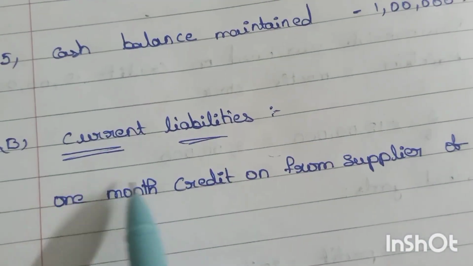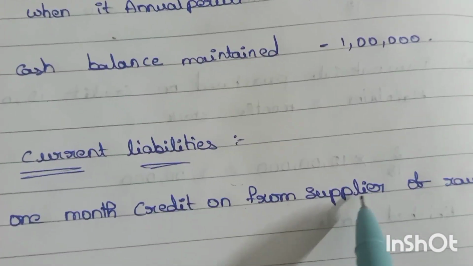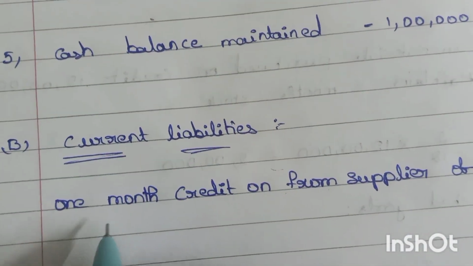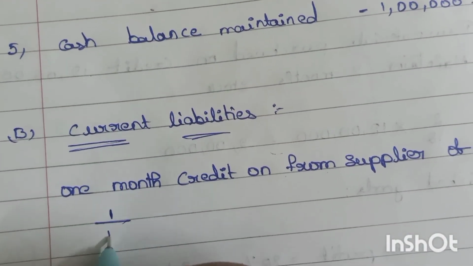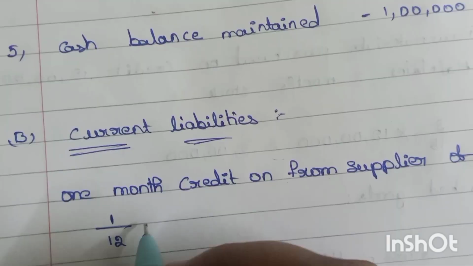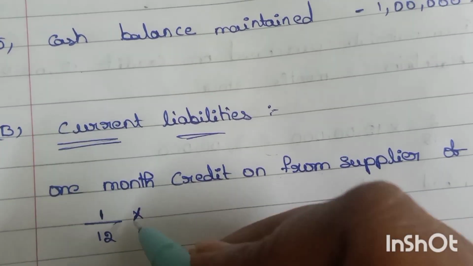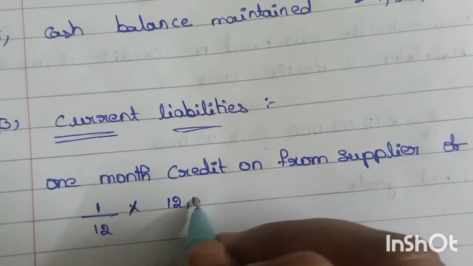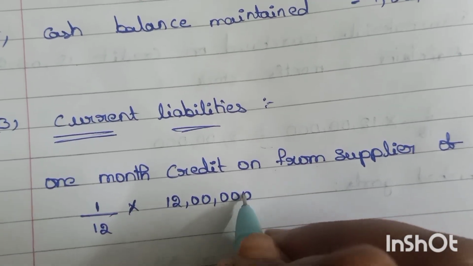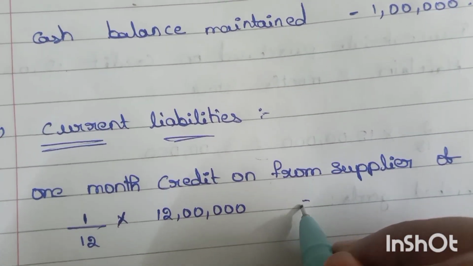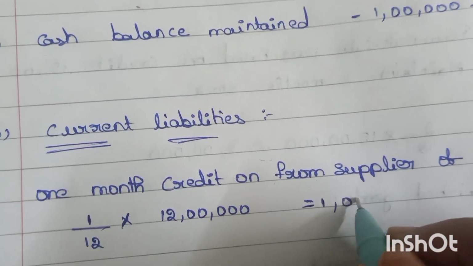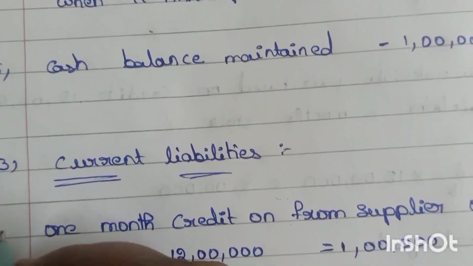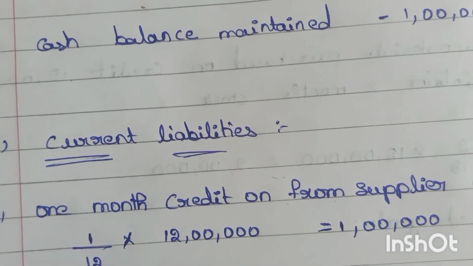Current liabilities: 1 month credit from suppliers of raw materials. Here, for the liabilities of raw materials for 1 month, we have to calculate 1 divided by 12 into the raw materials purchases amount, which is 12 lakhs. When we calculate the 1 month credit from suppliers of raw materials, we get 1 lakh in the calculator.